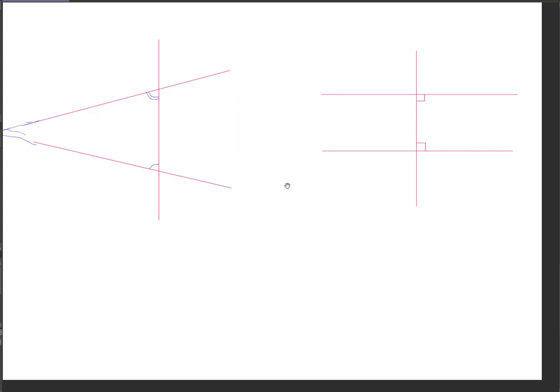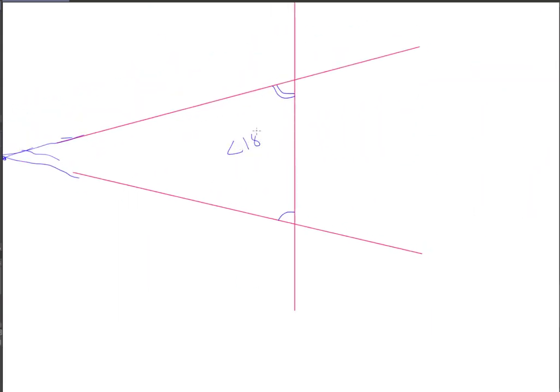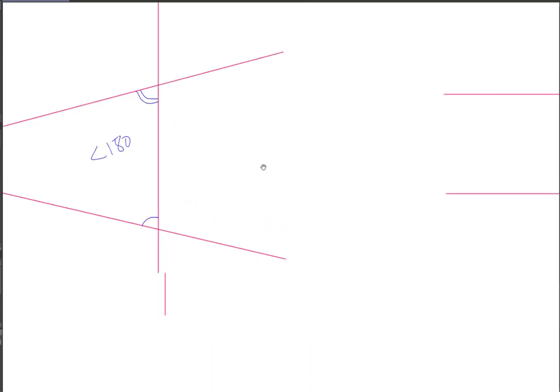Two right angles would be 90 plus 90, which is 180. So if these together are less than 180, then the lines are going to converge on this side, right?